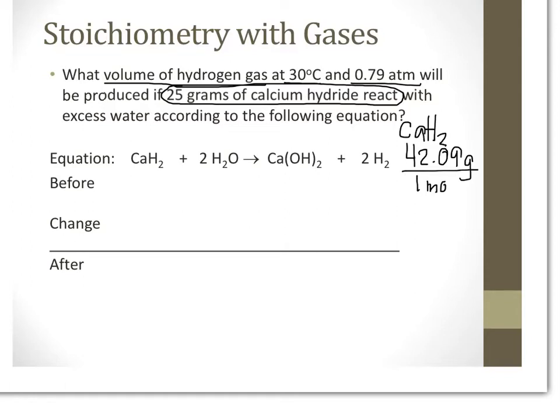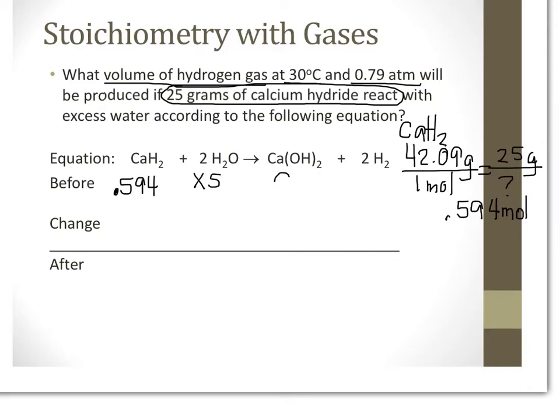But I don't have 42 grams, I have 25 grams, so I'm going to set up a proportion to find out how many moles 25 grams is. And when I do the algebra, 25 divided by the molar mass, I find that I have 0.594 moles of calcium hydride. This is going to be my starting point for my stoichiometry problem for my BCA table. So I have 0.594 moles of calcium hydride, and according to the problem, excess water.